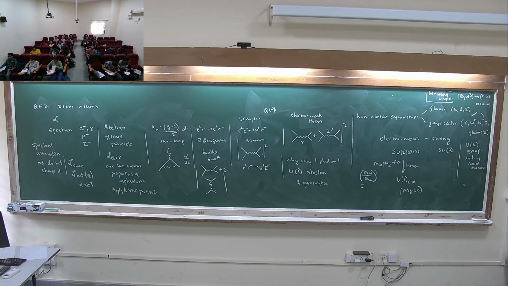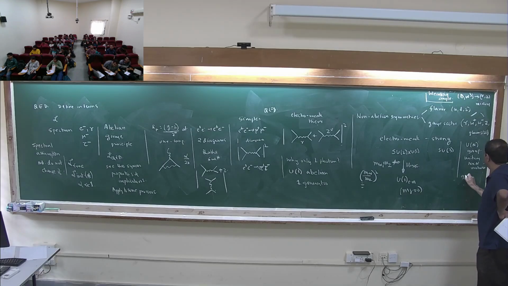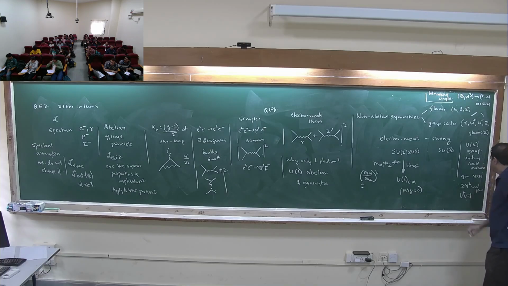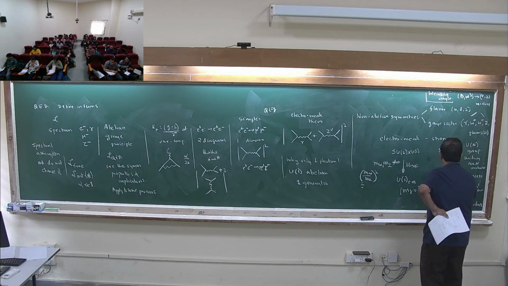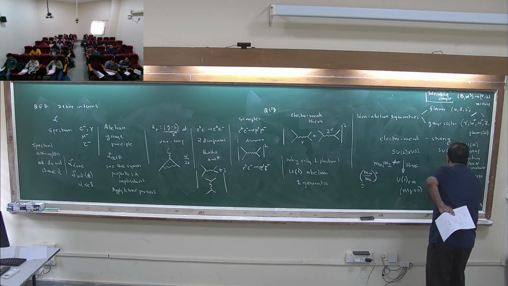How many parameters does a general n by n matrix have? A general n by n matrix has 2n squared real parameters. What does the condition u dagger u equal to identity give you? It gives you n squared constraints. Okay? So UN has how many generators? It has 2n squared minus n squared, equals n squared generators. Okay?